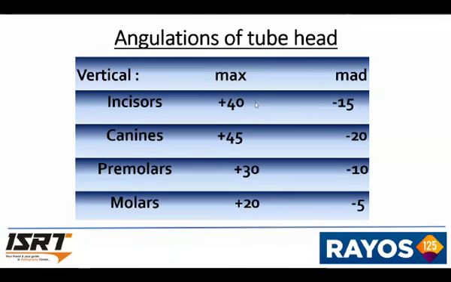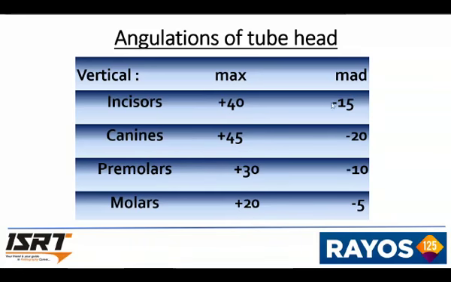And for incisors, we are giving a tilt of plus 40 degrees to 45 degrees or up to 50 degrees, as the case may be. And for the canine, we are giving an angulation of plus 45. The premolar, we are giving an angulation of plus 30. And molar, we are giving an angulation of plus 20.